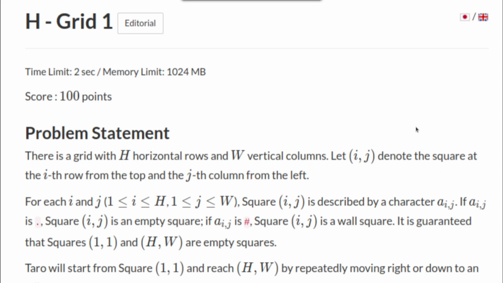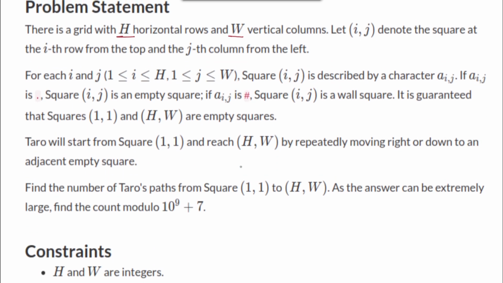Hello and welcome back. This is problem H, Grid 1, from the AtCoder Educational DP contest. The problem states that there is a grid with H horizontal rows and W vertical columns. Let (i, j) denote the square at the ith row from the top and jth column from the left. For each i and j between 1 and H, W, the square (i, j) is described by a character a(i, j).